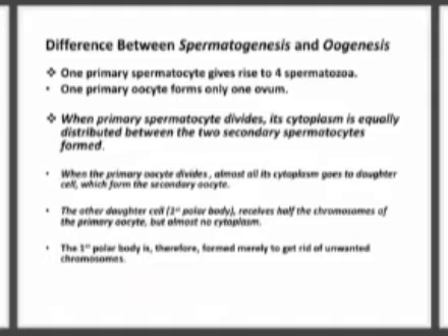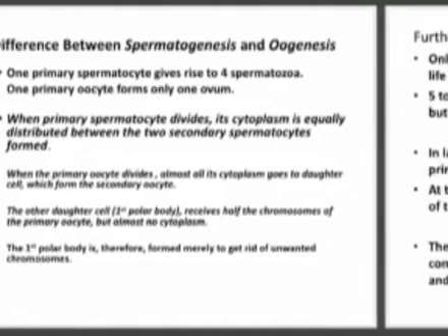When primary spermatocyte divides, its cytoplasm is equally distributed between the 2 secondary spermatocytes formed. When the primary oocyte divides, almost all its cytoplasm goes to the daughter cell, which forms the secondary oocyte. The other daughter cell, first polar body, receives half the chromosomes of the primary oocyte, but almost no cytoplasm. पोलर बॉडी में साइटोप्लाज्म नहीं जाता, सिर्फ क्रोमोसोम्स जाते हैं, न्यूक्लियर मटेरियल जाता है. The first polar body is therefore formed merely to get rid of unwanted chromosomes.